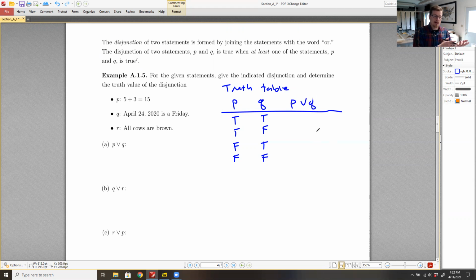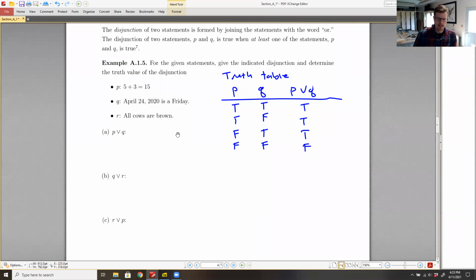Now, P or Q is true whenever one or the other is true. So we have at least one true here, so this is true. And here that's true, so true again, true here, so true again, and false, both of them are false, so we don't have at least one of them being true, so we get false. Okay, so this is the connective disjunction, the connective or, which is called disjunction.